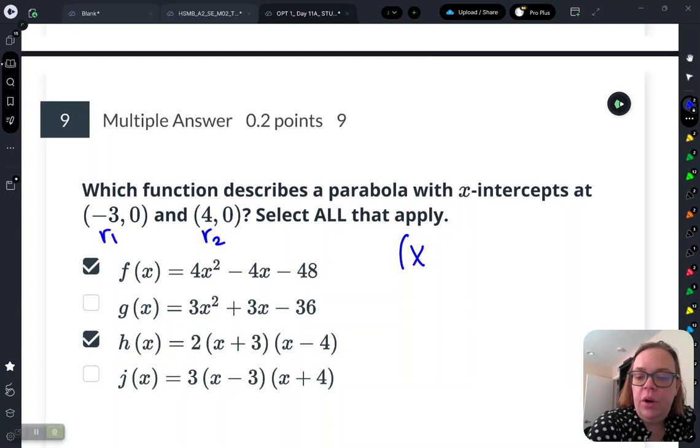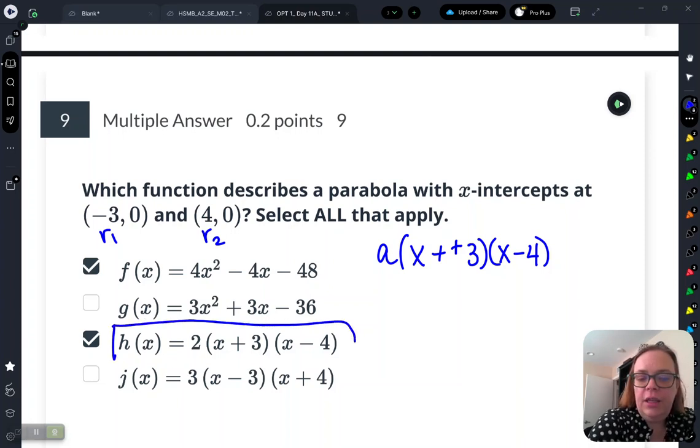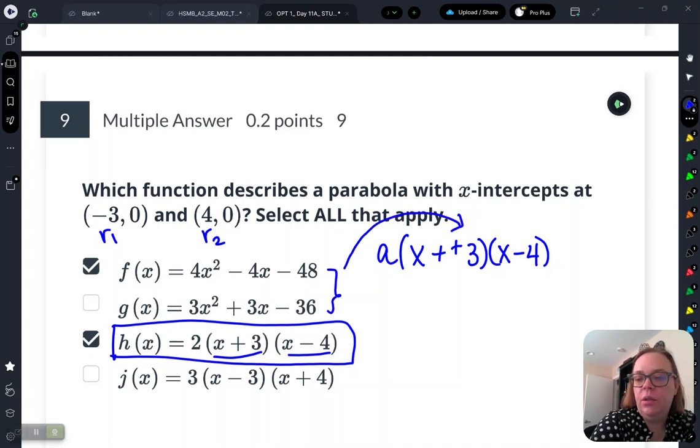So that means one of them is going to be x minus -3, or x plus 3, and the other one's going to be x minus 4, the linear factors. And then there's some value a, we don't know what it is. It can actually be anything for it to have these x-intercepts. So that gives us h of x. H of x has the correct linear factors. The 2 doesn't really change the x-intercept, so it's fine. But we need to select all that apply. So if you look at the other 2, they could factor into something like that, so we need to check.